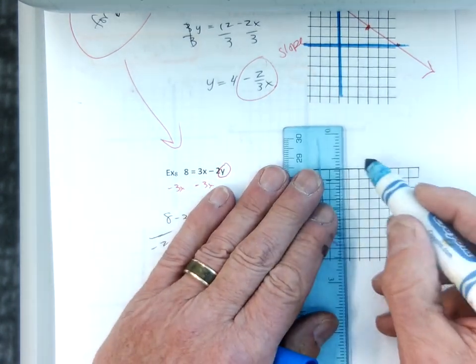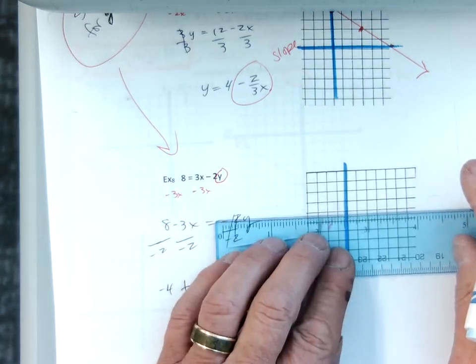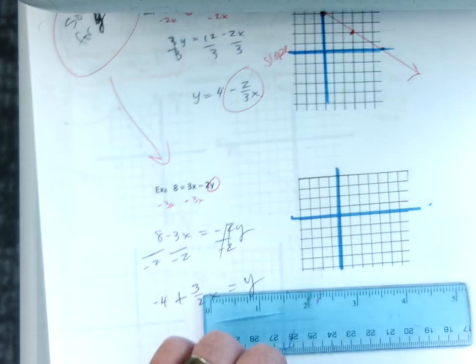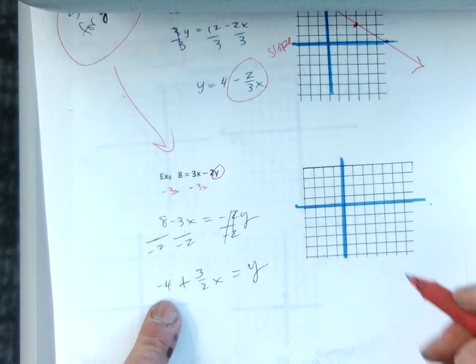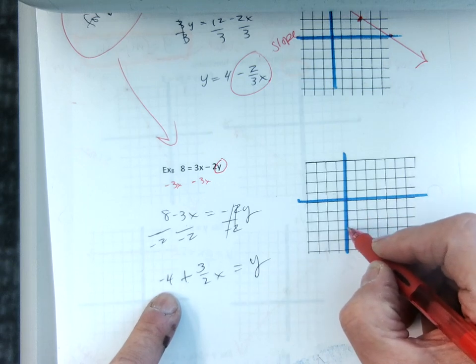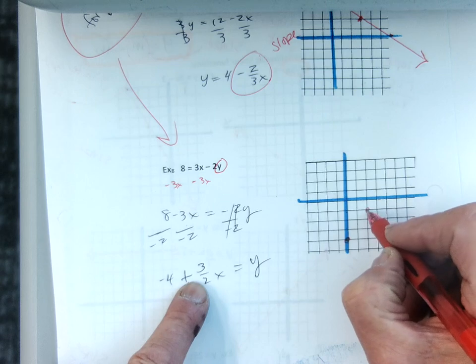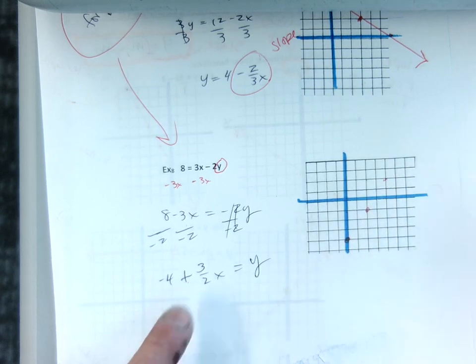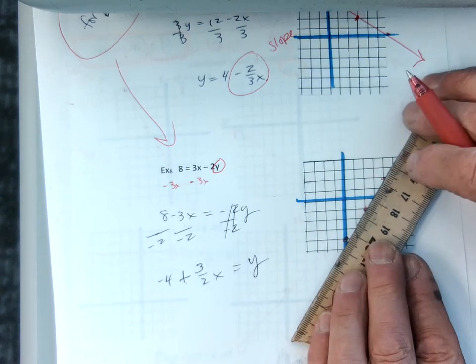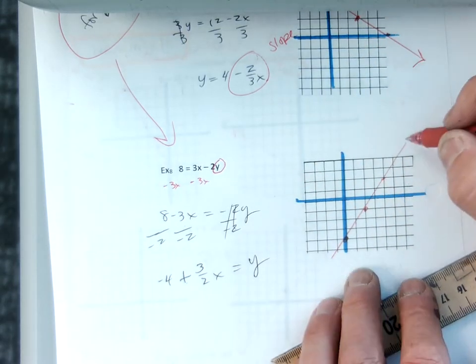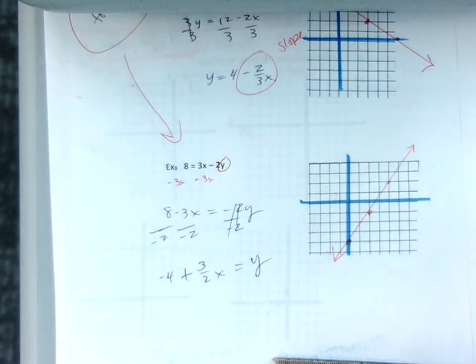So I'm going to start at negative 4. I'm going to go up 3 over 2. Connect the dots.